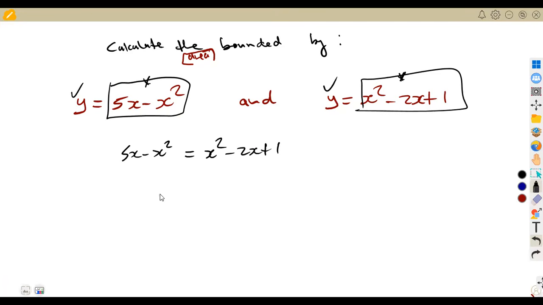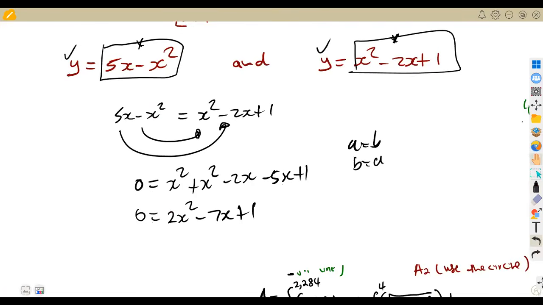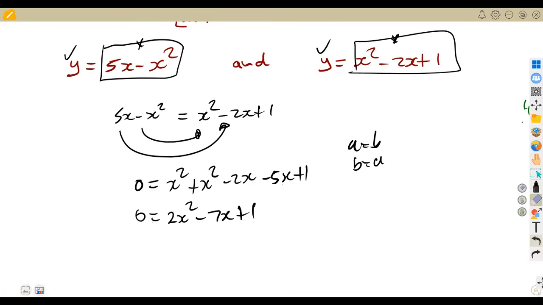If we are to check, we can just take our values to one side of the equation and see what's going to happen. That's 0 is equal to x squared minus x squared, so this side will be positive x squared minus 2x. Then 5x to this side will be negative 5x plus 1. That's 0 is equal to x squared plus x squared, which is 2x squared minus 7x plus 1. If A is equal to B, it simply means B must be equal to A, so we can also write this as 2x squared minus 7x plus 1 equal to 0.